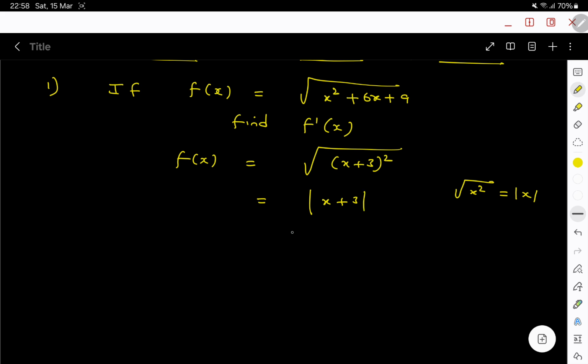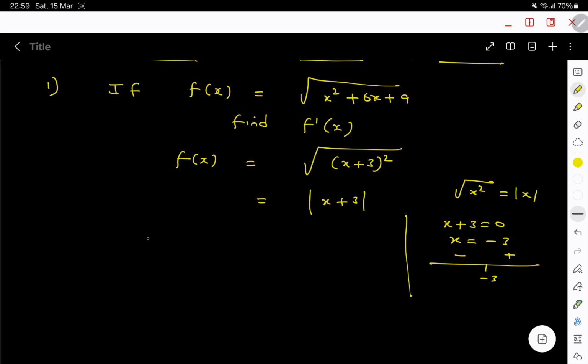Now take x plus 3 equals 0, and x is equal to minus 3. Okay. So draw a number line here, minus 3. For x greater than minus 3, x plus 3 is positive. Less than minus 3, minus 4, minus 5, minus 6, etc., x plus 3 is negative. Okay. So we define mod of x plus 3 in two intervals. One is greater than minus 3 and the other less than minus 3.